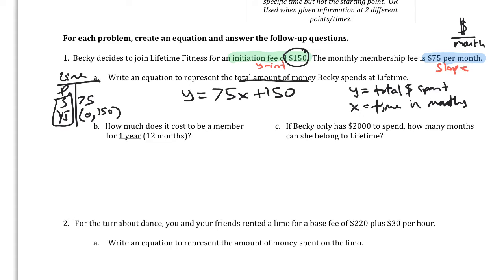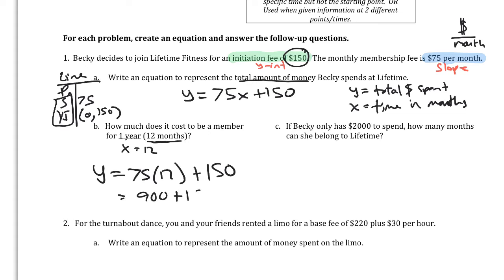So now B, how much does it cost to be a member for 1 year? For 1 year, we would plug in 12 months, and this is a time value, so that would be x. So I'm going to say x equals 12. So I go y equals 75 times 12 plus 150, and we'll use a calculator for this. So 75 times 12 is 900, plus 150 gives me a total of $1,050 spent in 1 year.